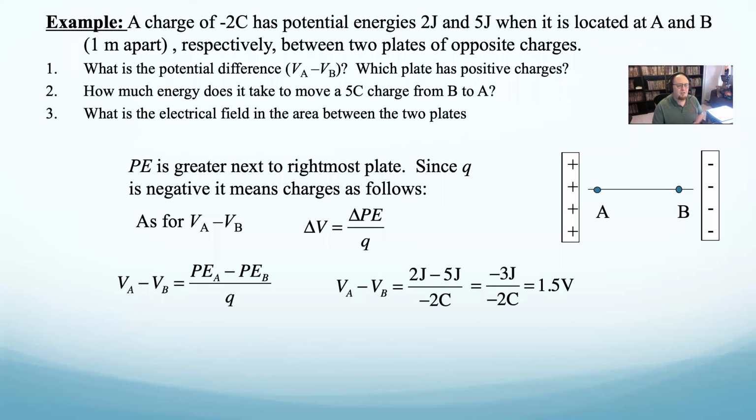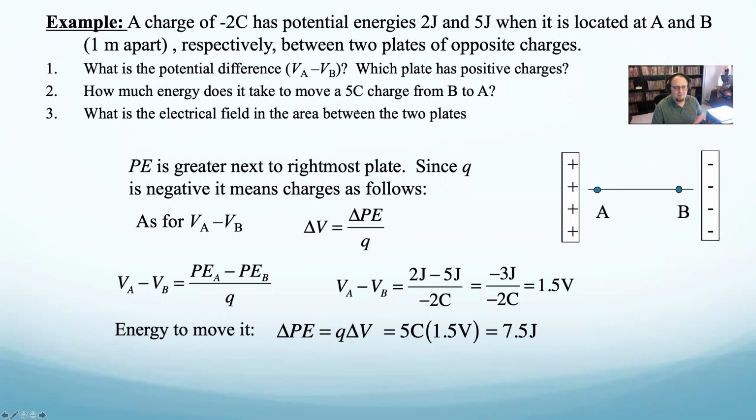Okay. It also asks how much energy does it take to move the 5C charge from B to A? Well, the energy to move it is just going to be the change in energy, Q delta V. Oh, to move a 5C charge. So if I have a 5C charge instead, I would just do 5C instead of my -2. It would take 7.5 joules.